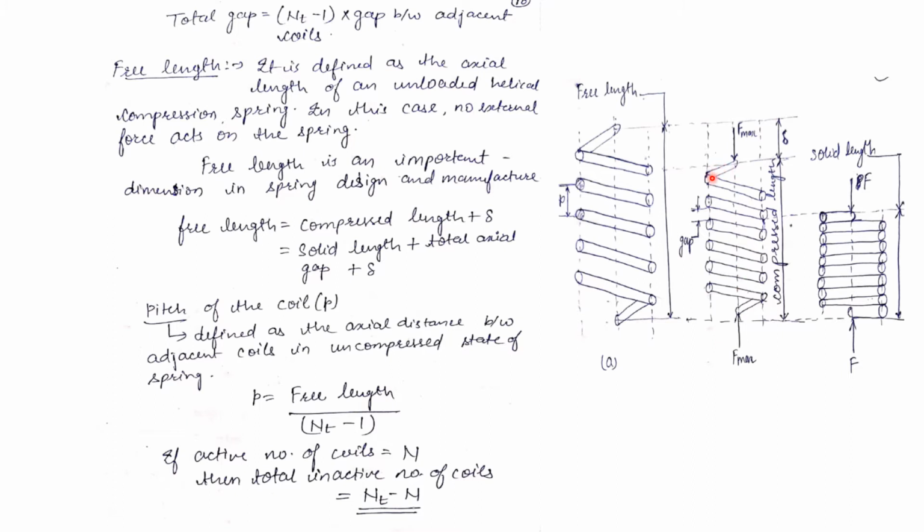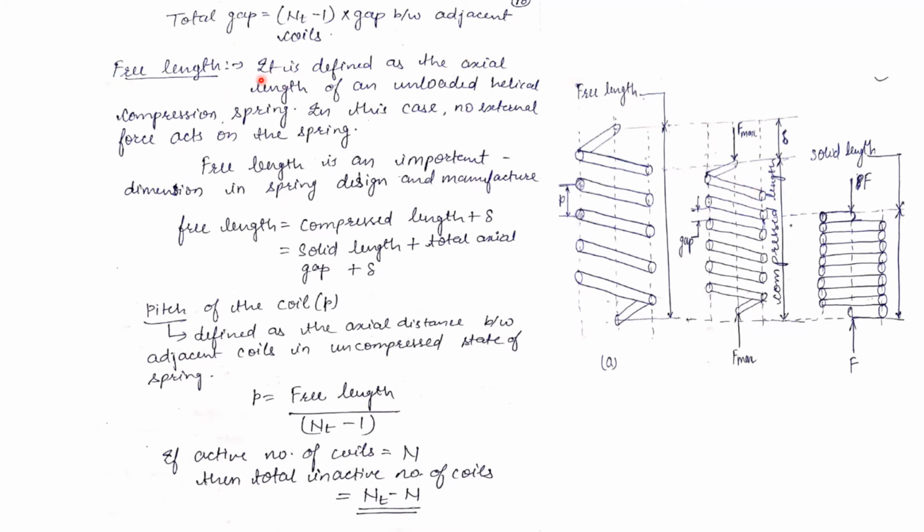If the total number of coils is 6, then the total number of gaps between the coils will be 5. So if the total number of coils is nt, then the total number of gaps will be nt minus 1. For calculating the total gap, it is (nt minus 1) into the gap between adjacent coils.